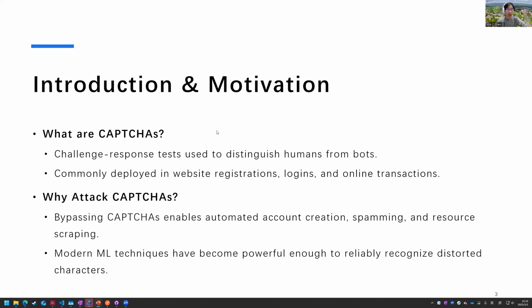First, what is CAPTCHA? CAPTCHA is a challenge response test for websites to distinguish humans and robots. It was very efficient at the start of this century, and it's very widely deployed in a lot of websites to prevent bots from sensitive and damaging actions. For example, batch registration, spamming, online ordering, even attacking some websites.